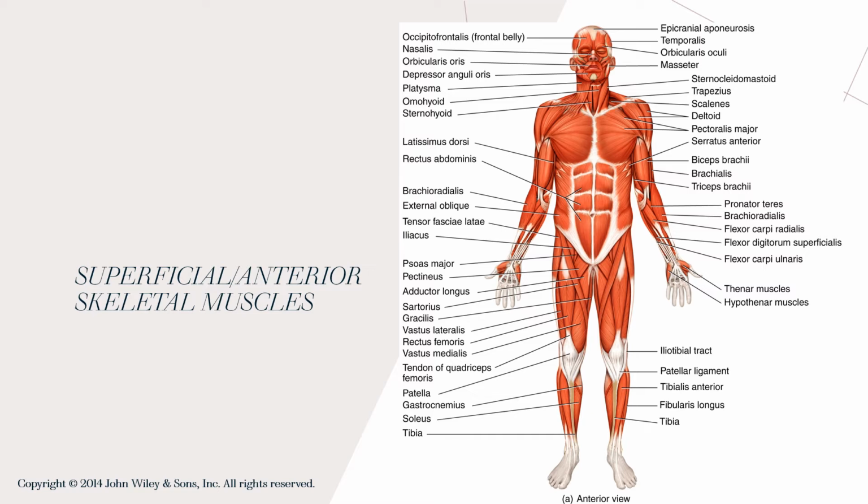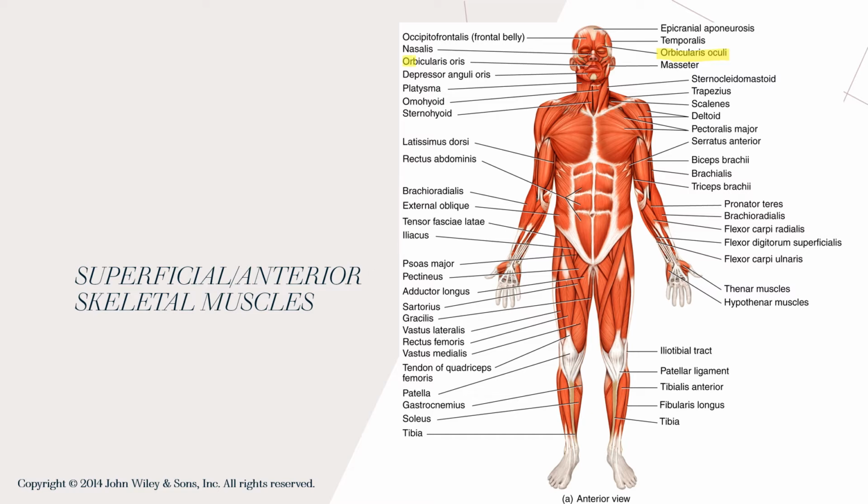So here we have a big list of some of the superficial anterior skeletal muscles, and we will look at a lot of these in more detail in the lab, but we will very briefly just look at some of the physiology of a couple of them. First, we can look at the orbicularis oculi. This has a circular path around the orbit, and its action is that it closes the eye. And it is actually innervated by the facial nerve.